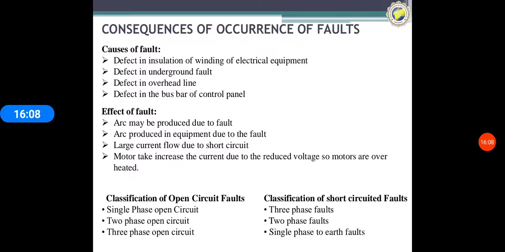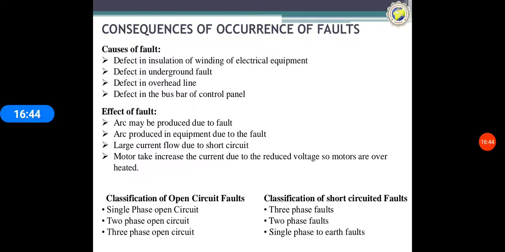Bus bars are provided in the control panel of the substation. Sometimes lizards or chameleons enter the control panel and short the bus bar, which results in a fault. It also means that a defect in the bus bars of the control panel of the substation occurs when the connection of the bar is not proper in the panel system.